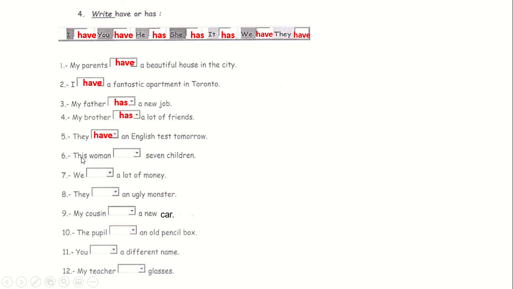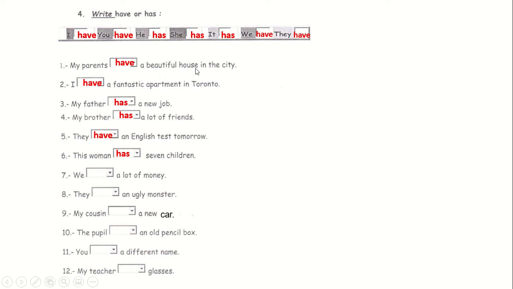Number 6, this woman, 7 children. Okay, what should we use? This woman, so it's singular. She has. Very good. Okay, so what we need to know very well is that we choose have or has according to the subject, الفاعل. So what comes before it, not what comes after it.